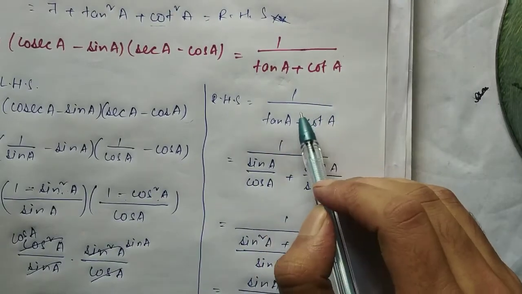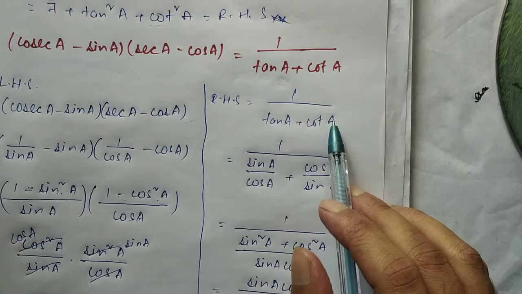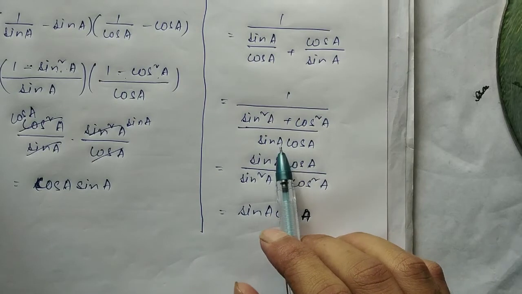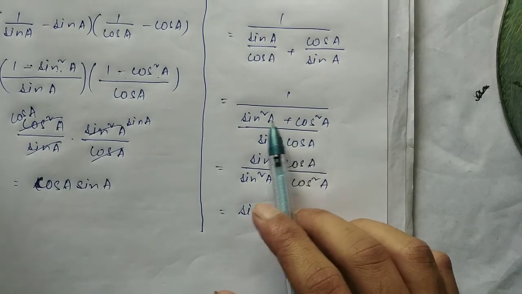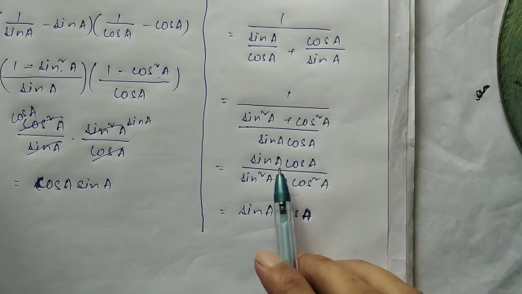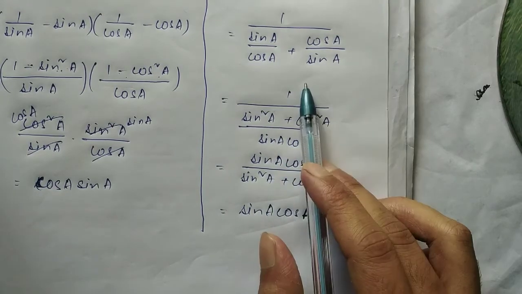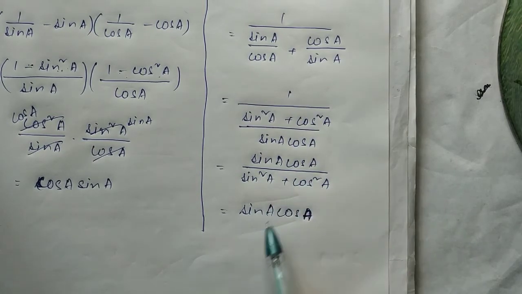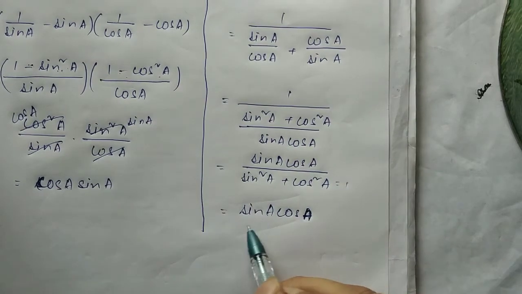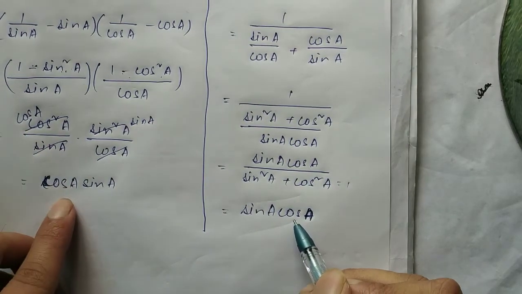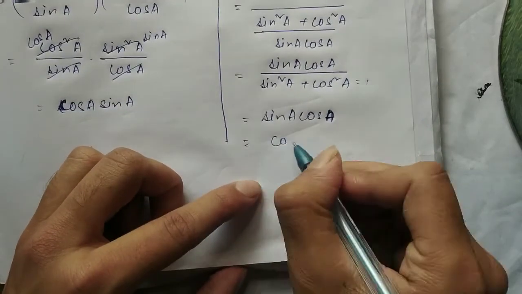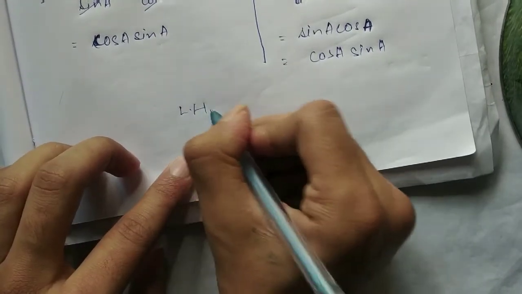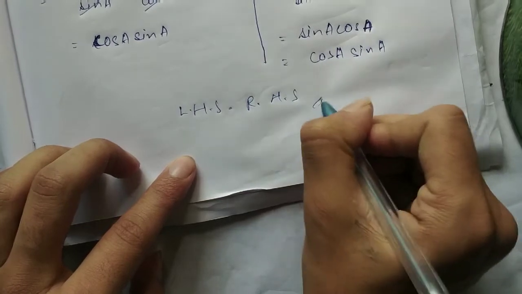Now for the right hand side, we have 1 by (tan A plus cot A). We convert tan A and cot A in terms of sin A and cos A. So we take the LCM sin A into cos A, and we have sin square A plus cos square A, and we take this sin A cos A from the denominator to the numerator, and we remain with sin A cos A divided by sin square A plus cos square A. Now this is equal to 1, so we remain with sin A into cos A, and here it is cos A sin A. So we write here also cos A into sin A. So what we basically have is left hand side is equal to right hand side, and hence we are done with the proof.